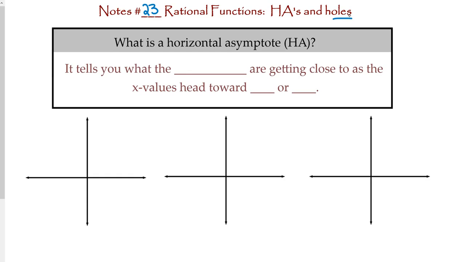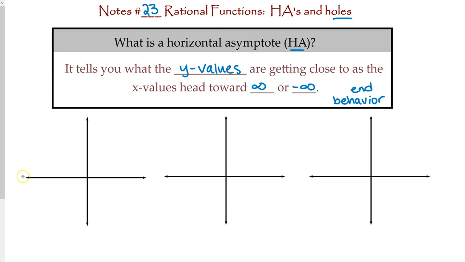So remember, a horizontal asymptote, which I like to denote with just the abbreviation HA, tells you what the y values are getting close to as the x values head toward infinity or negative infinity. So we also call this the end behavior. The horizontal asymptotes describe the end behavior of the graph. So really there are three possibilities.